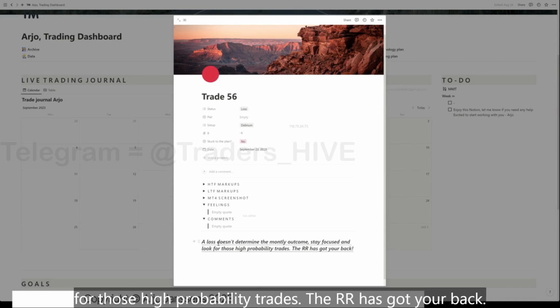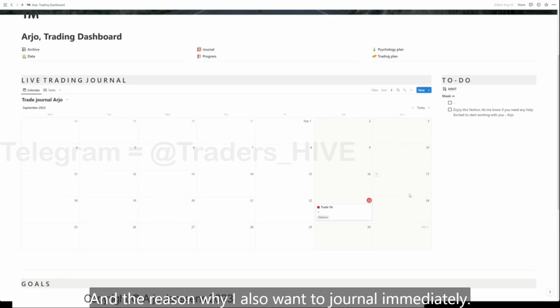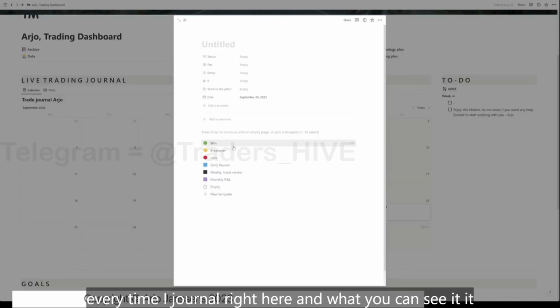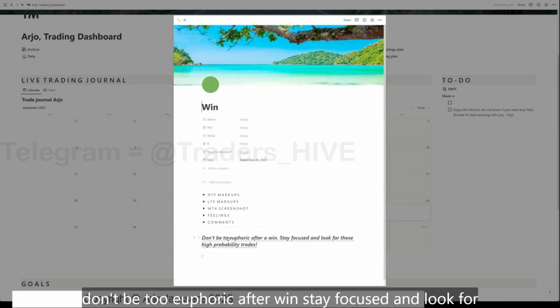The RR has got your back. And the reason why I also want to journal immediately after I take a loss, win, or break even is because every time I journal right here, as you can see, it breaks a cycle. When I fill in a win as well, I remind myself not to be too euphoric after a win. Stay focused and look for those high probability trades.